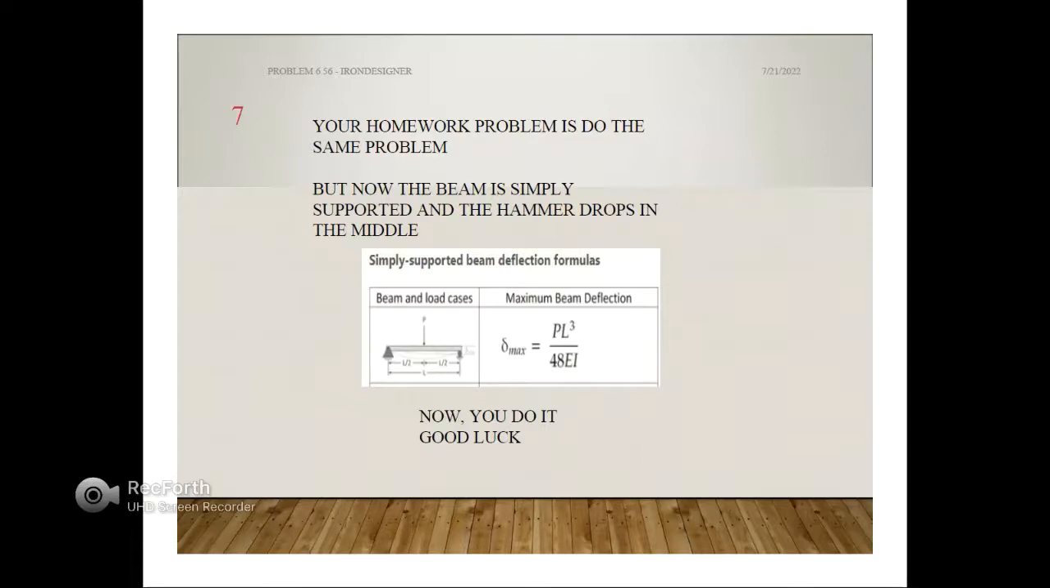Just as an additional homework problem, you have the deflection equal to PL cubed divided by 48EI. I'm asking the student to solve the same derivation using this new beam deflection equation.